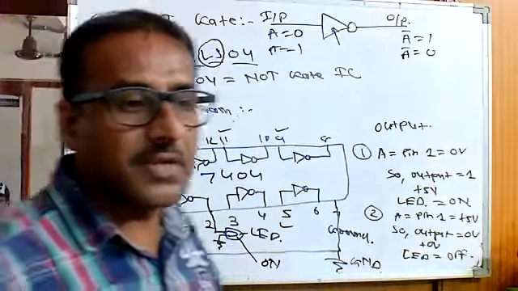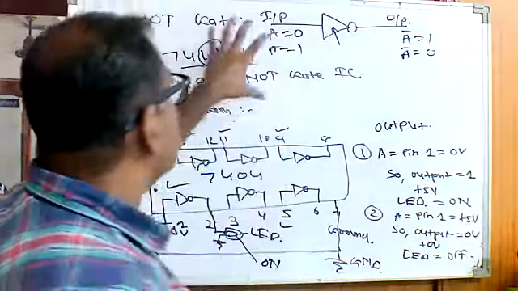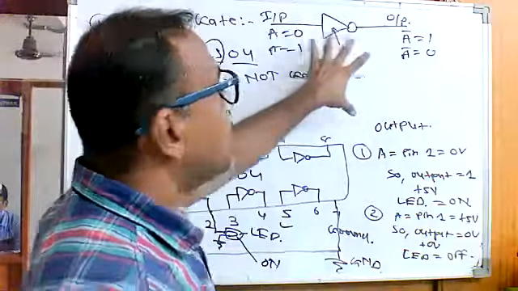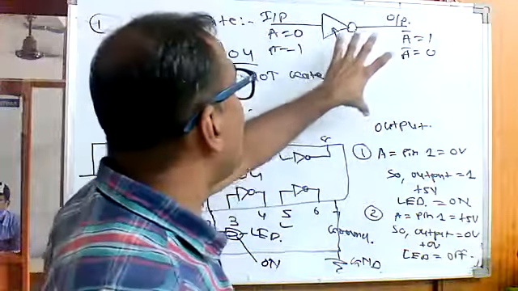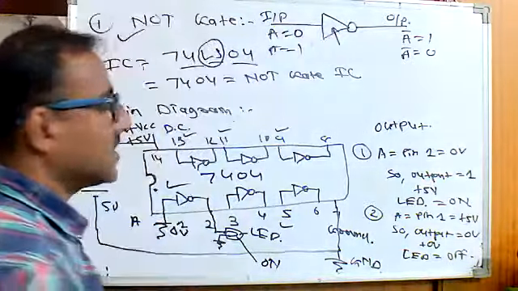This is the definition of the NOT gate. The NOT gate has only one input signal and only one output signal. The output is the complement of the input signal.